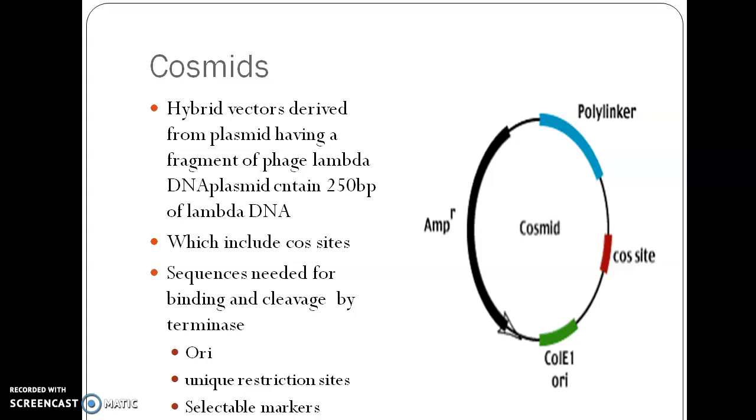They are derived from plasmids, having a fragment of phage lambda DNA. Cosmids are essentially plasmids that contain 250 base pairs of lambda DNA which include the cos site.